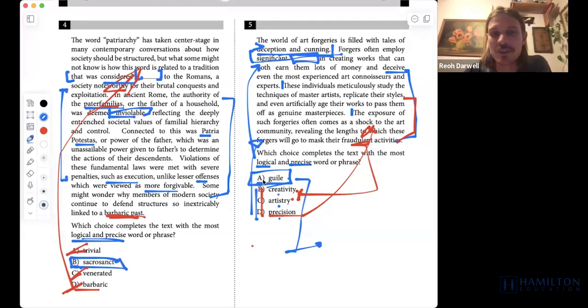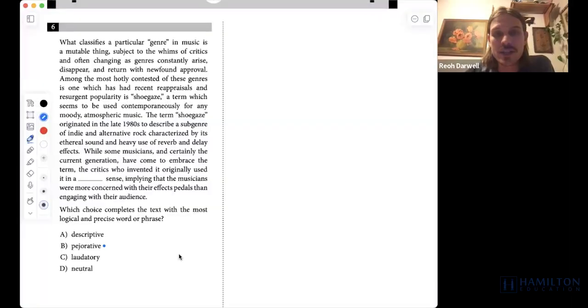Study the vocab. You probably just didn't know what guile meant. All right, so question 6, if you're missing this one, it is likely you might just not know what two of these words mean. I think we all can probably make sense of what descriptive and neutral mean. But what is pejorative and what is laudatory?